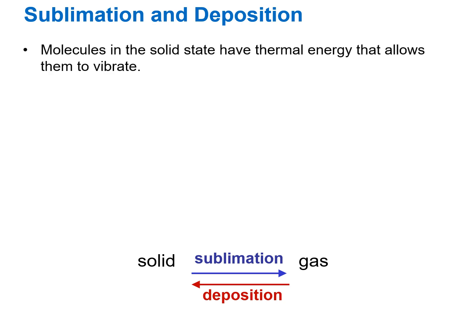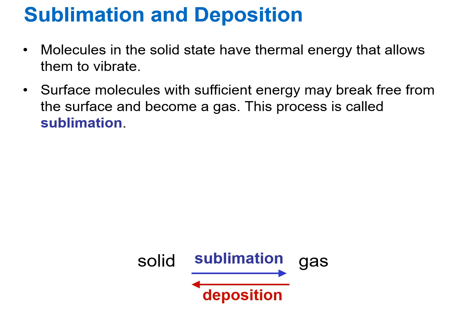Well, molecules in the solid state do have thermal energy that allows them to move around. They don't have a ton, but they do have some. And the molecules at the surface of a solid have the capacity to get enough energy to break away from the solid surface and move right into the gaseous phase. And this is sublimation.